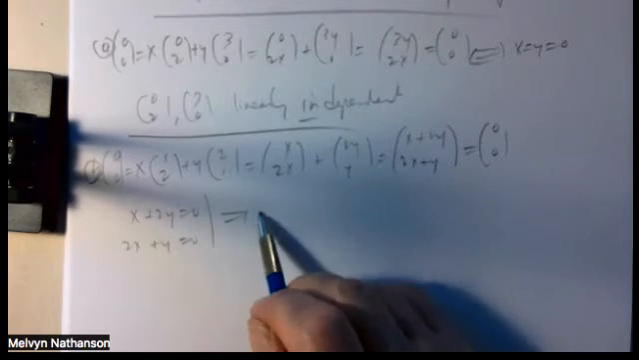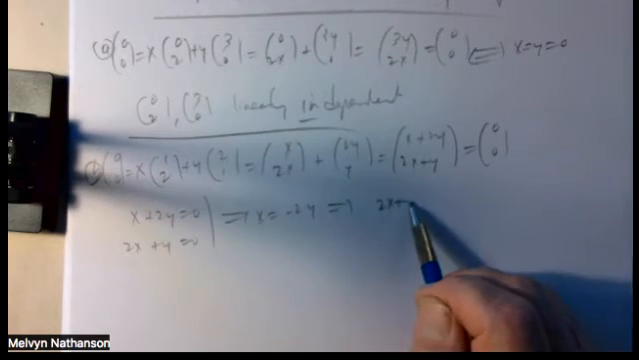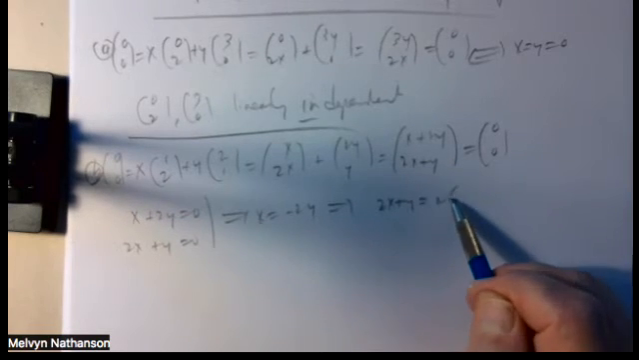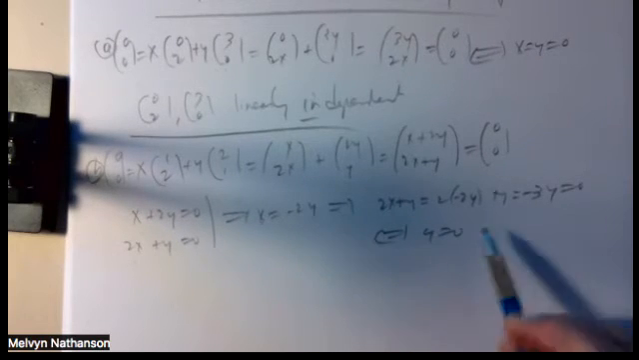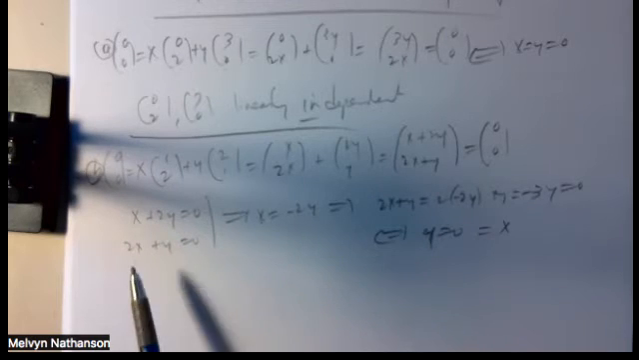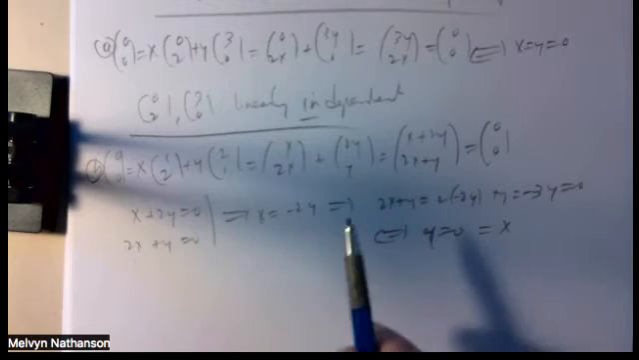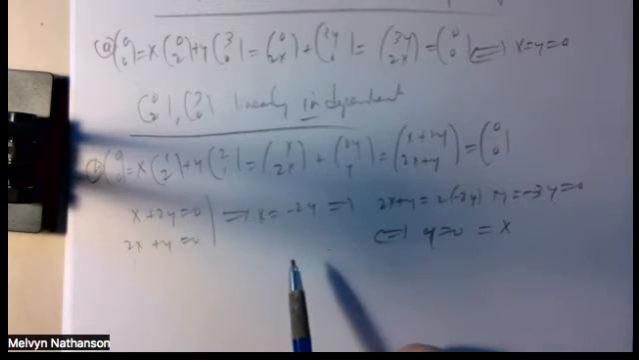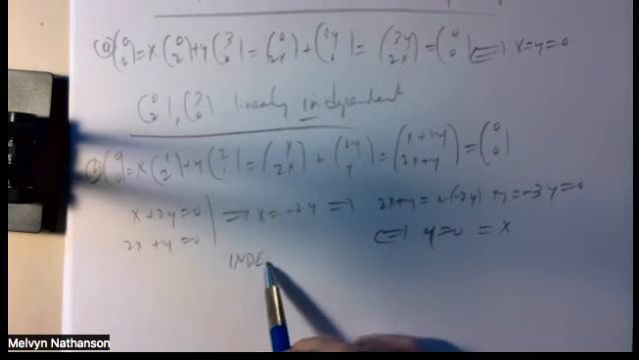But this says that x is equal to minus 2y. So 2x plus y is 2 times minus 2y plus y, is minus 3y. That's equal to 0 if and only if y equals 0. And if y is 0, x equals 0. So the only linear combination of these two vectors that gives the 0 vector is x and y equal to 0. So these vectors are independent.